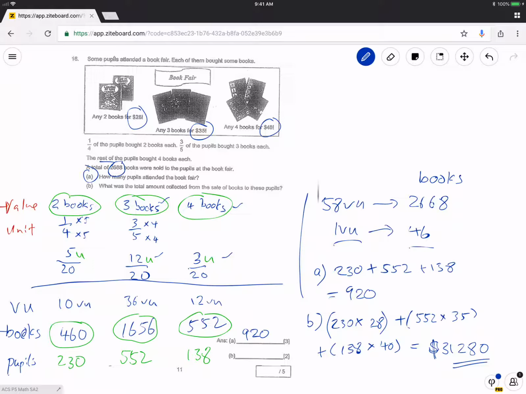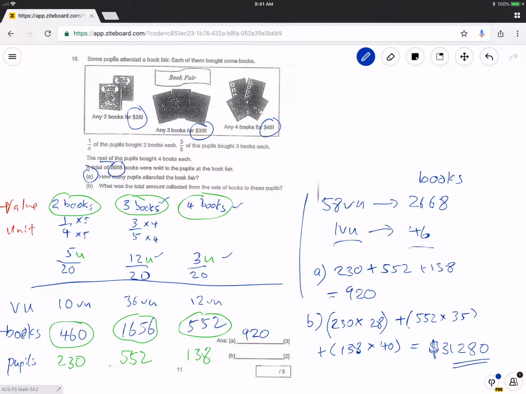Wait, let me double check. So 230 pupils bought at $28. Let's check again. This seems like a lot of money. 230 times 28 is 6440, 552 times 35 is 19320, 138 times 40 is 5520. Okay, yep.